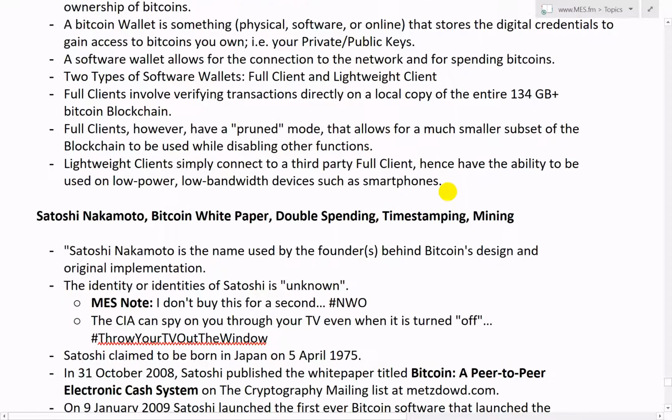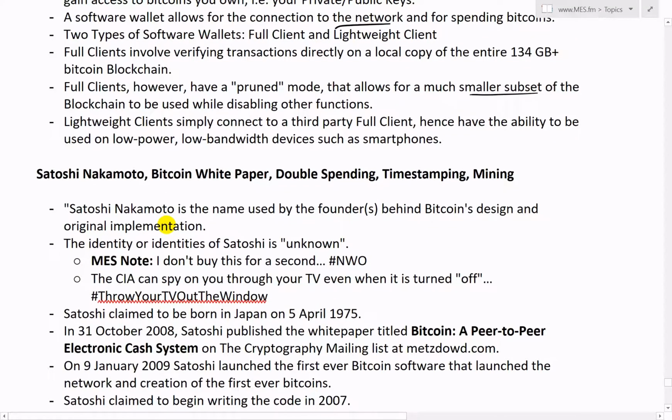A software wallet allows for the connection to the network and for spending bitcoins. So that's the difference. It adds connection to it as well. There are two types of software wallets: full client and lightweight client. Full clients involve verifying transactions directly on a local copy of the entire 134 gigabyte Bitcoin blockchain. Full clients, however, also have a pruned mode that allows for a much smaller subset of the blockchain to be used while disabling other functions.